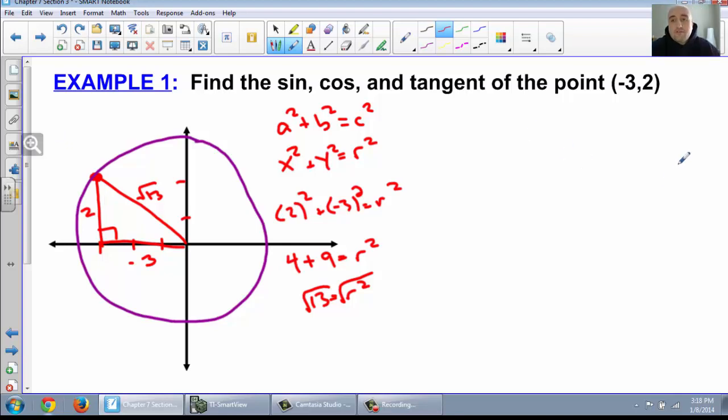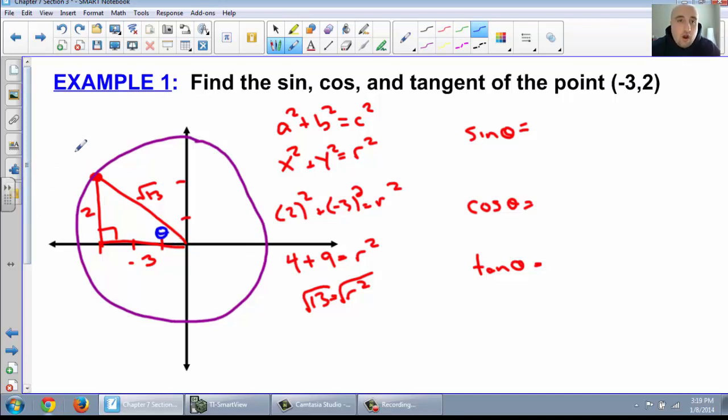Okay, so we have our r is the square root of 13. Now what we're going to do is find our sine of theta, our cosine of theta, and our tangent of theta. And remember, theta is the angle next to the origin. So it's right there.